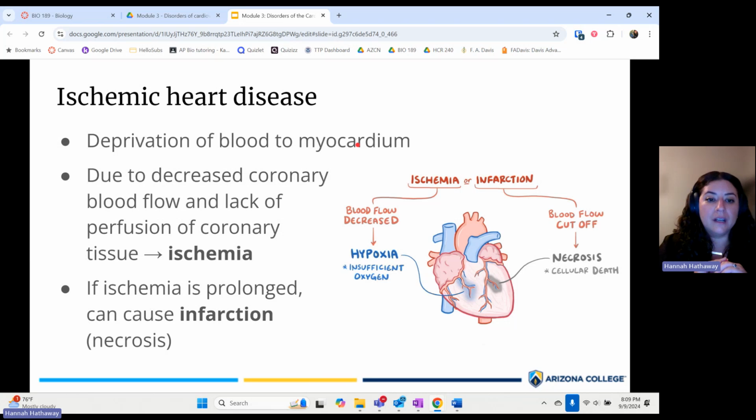Because of the decreased blood flow to the coronary tissue that causes ischemia, if that ischemia keeps going, it is going to cause an infarction. So it's going to cause cell death.